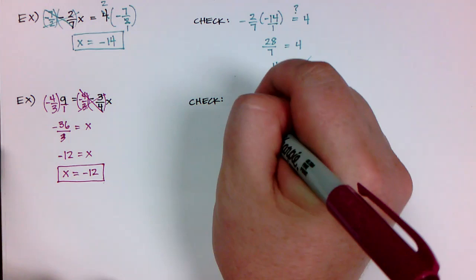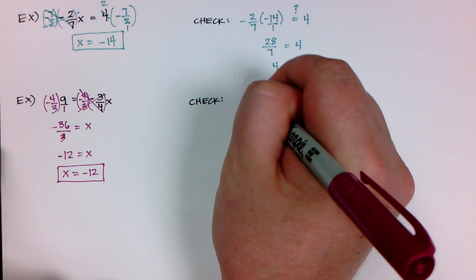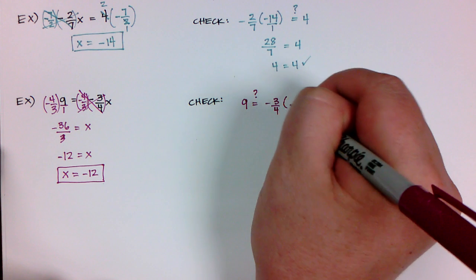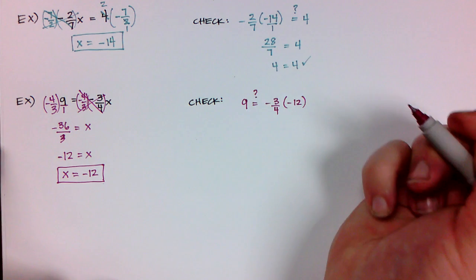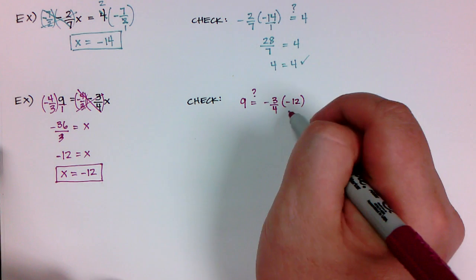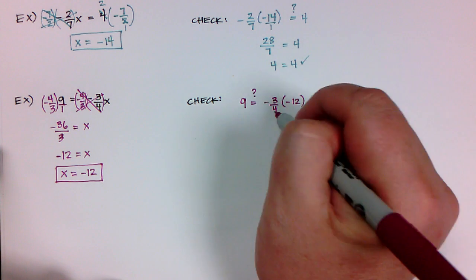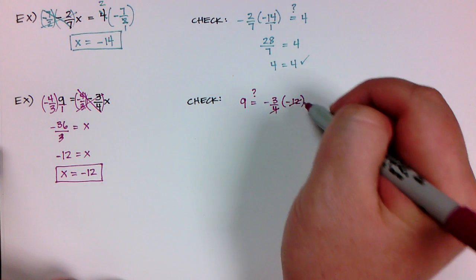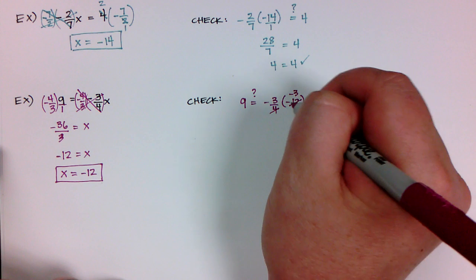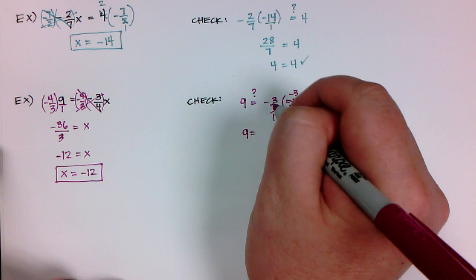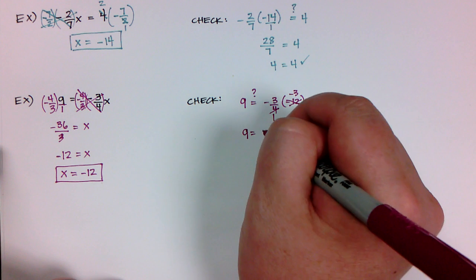So let's go ahead and check our work. Does 9 equal negative 3/4 times negative 12? Okay. So again, you can multiply straight across, or you can try to cross-cancel. I'm going to try to cross-cancel this time. The 4 and the negative 12, if I took 4 out of both, this now becomes negative 3, and this becomes 1. And negative 3 times negative 3 is positive 9.